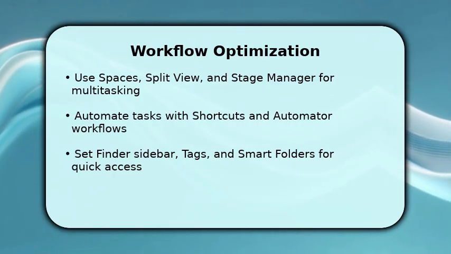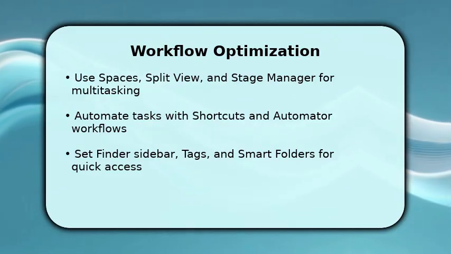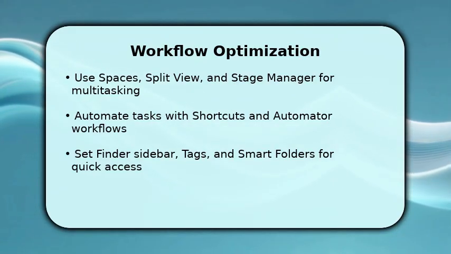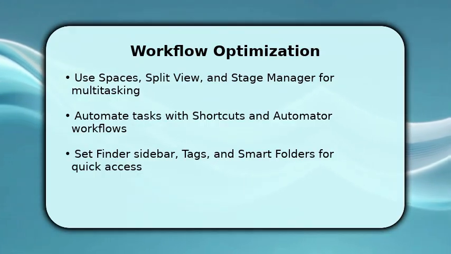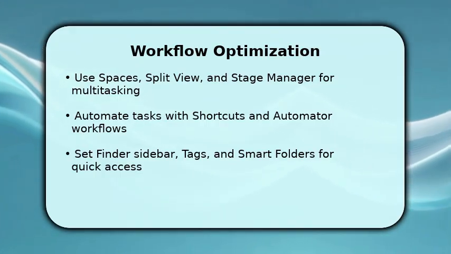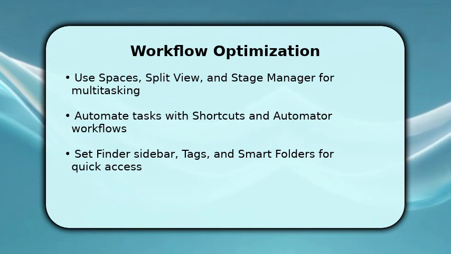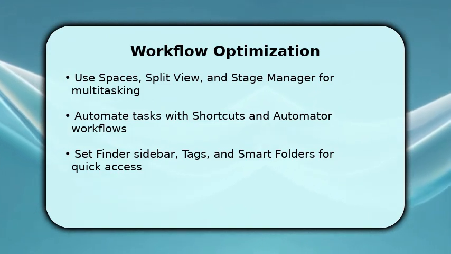In Finder, pin frequently used folders to the sidebar, apply color tags, and create smart folders for dynamic search results. Once these are in place, you'll notice less friction switching contexts and more time spent on actual tasks.